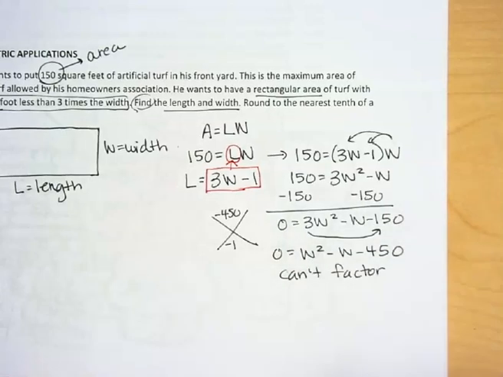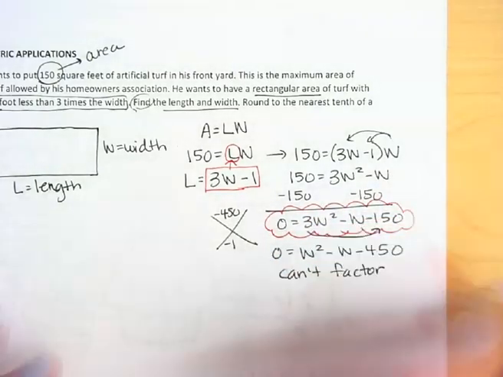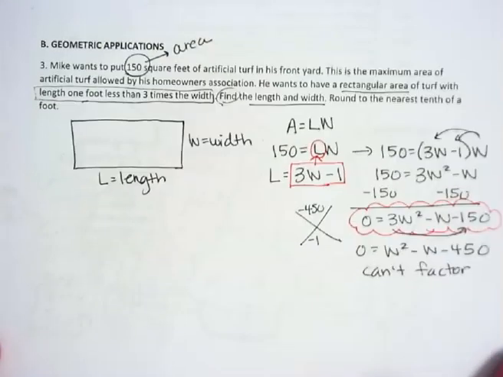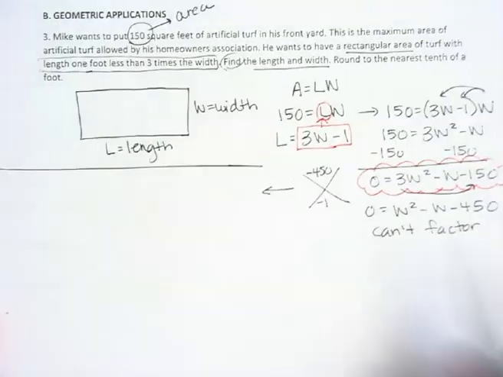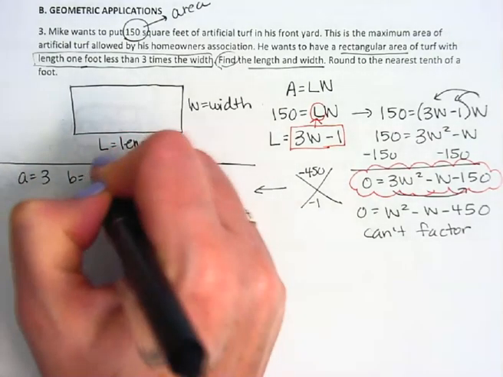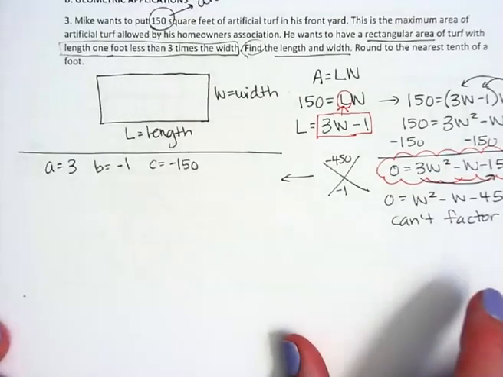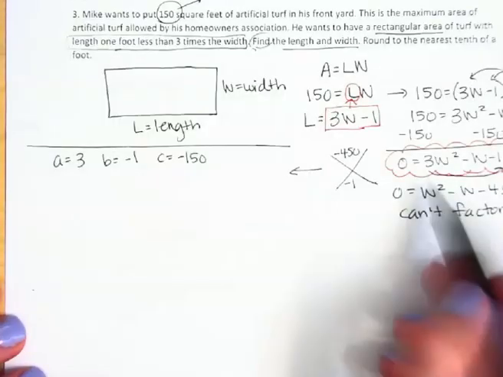That doesn't mean we can't solve it. It just means we can't solve it by factoring. So what I'm going to do is go back to this equation here on this step before I tried slide and divide. And I'm going to do quadratic formula with that. So coming over here, I'm going to identify my A, B, and C values. So A is 3, B is negative 1, and C is negative 150. And I'm just going to plug those into the quadratic formula. I'm going to use a red pen to show what I'm substituting in and a black pen to show what the formula is. And I'm solving for W.